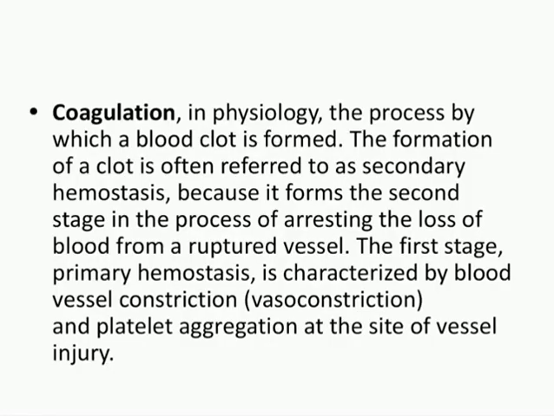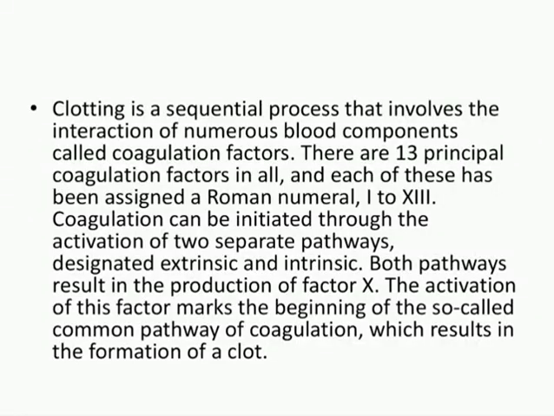So talking about coagulation, or in common terms blood clotting, it is a very complex process by which a blood clot is formed, right? Now the formation of a clot mainly occurs through a positive feedback system. Clotting is a very sequential process that involves the interaction of various clotting factors, or the coagulation factors. There are 12 principal clotting factors and they are represented in Roman numerals from 1 to 13.